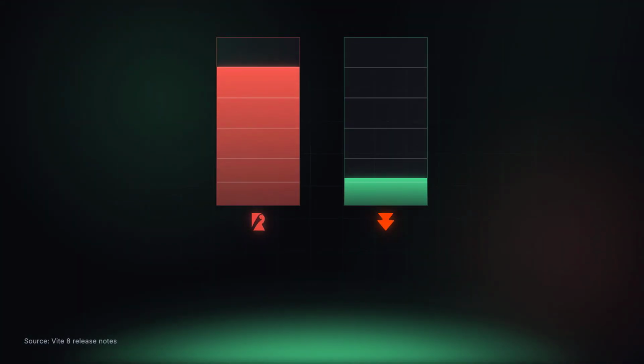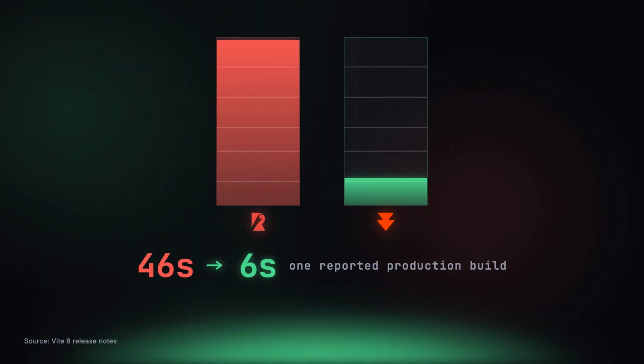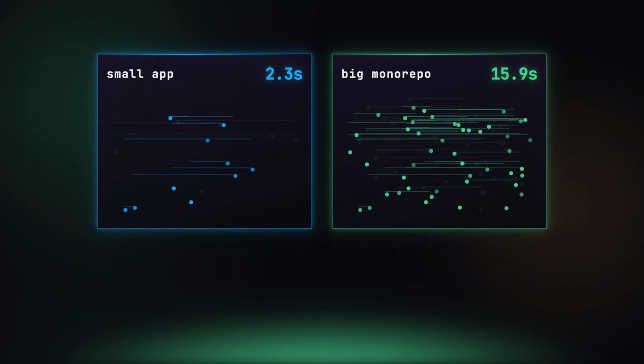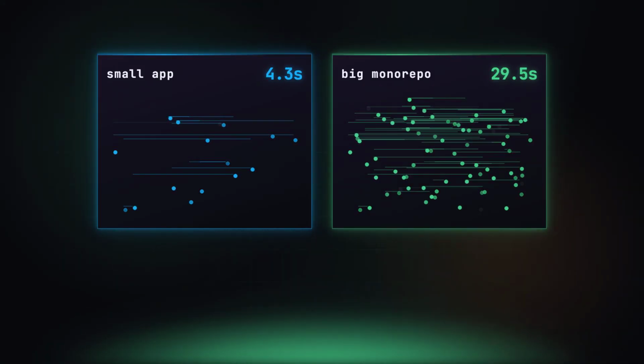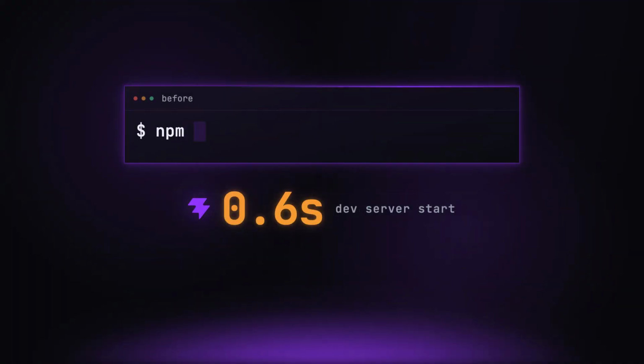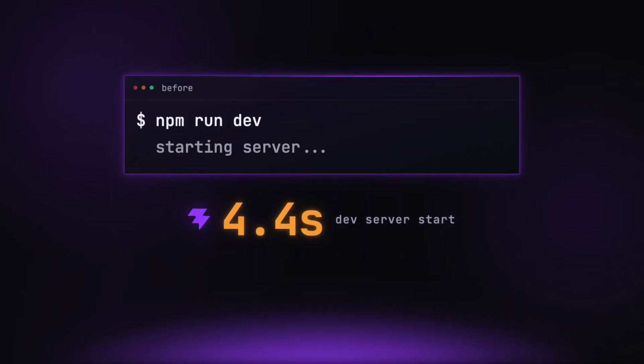One team published a build going from 46 seconds down to 6 seconds flat. The bigger the project, the wider the gap gets. A small site barely notices, a big monorepo notices a lot. Dev server start is the one you feel every day. It was already quick.